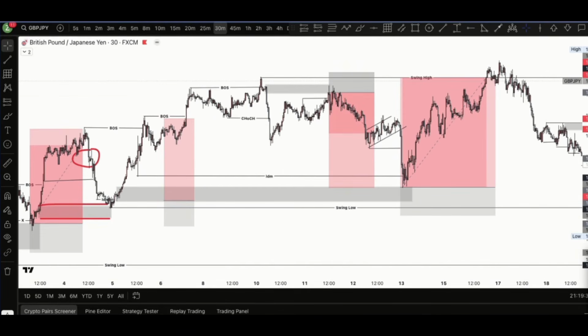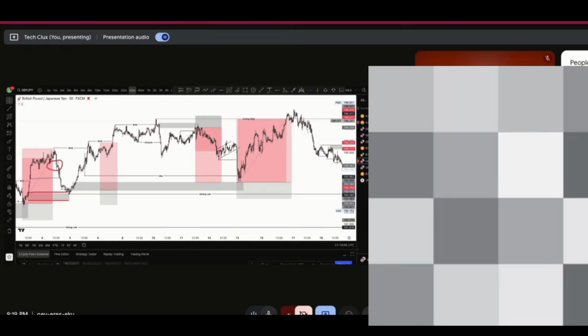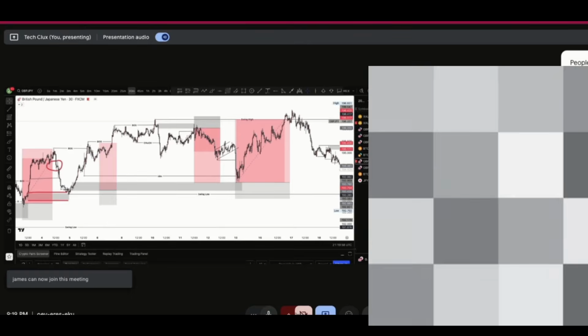So the moment you see a point of interest without inducement, you have to wait for price to engineer liquidity. But if that point of interest has inducement, then there's no need for you to wait for price to engineer liquidity. You can set your pending order and continue doing what you are already doing. Just set the pending order and leave it. Price will come and hit it. So this was the trade.